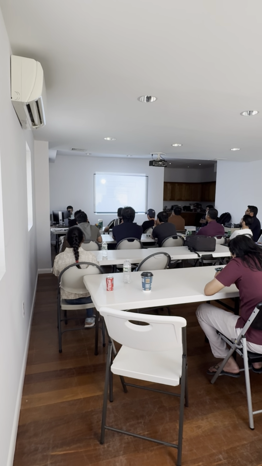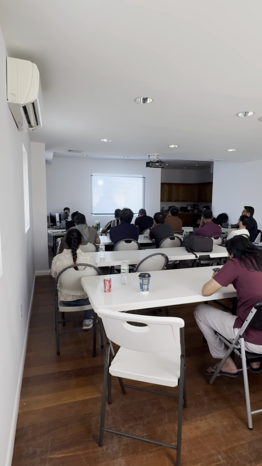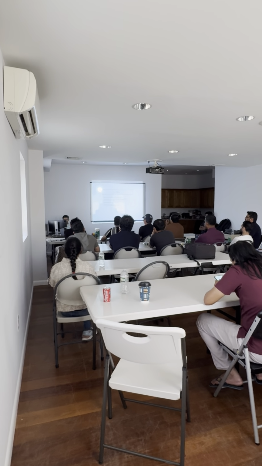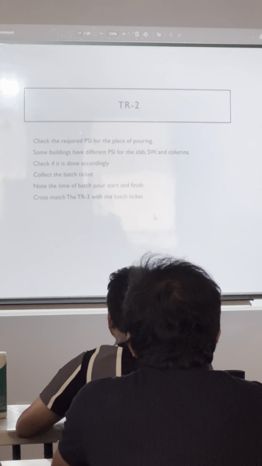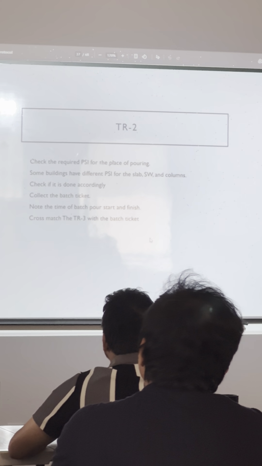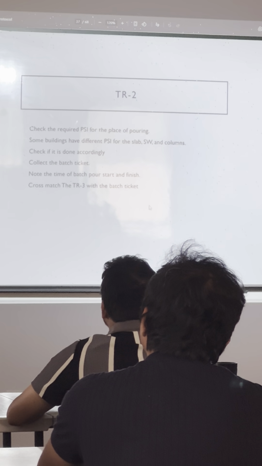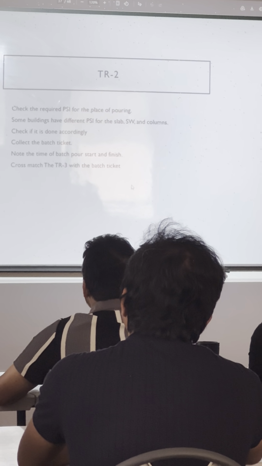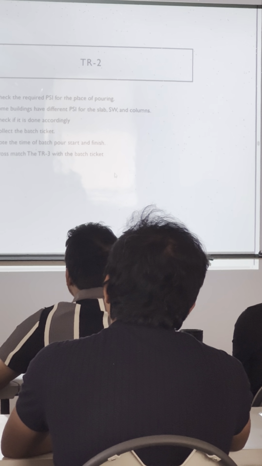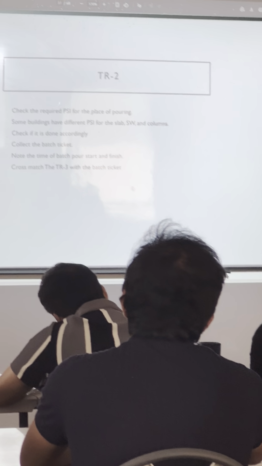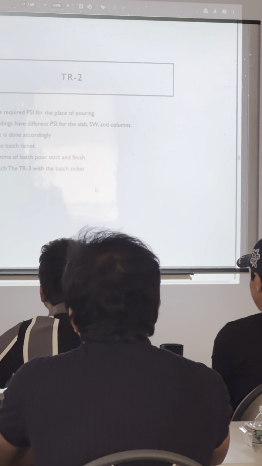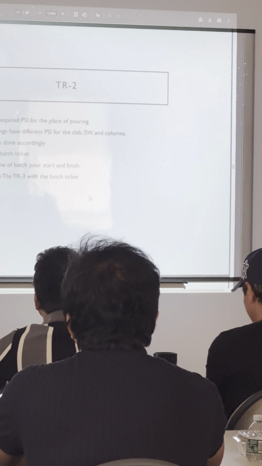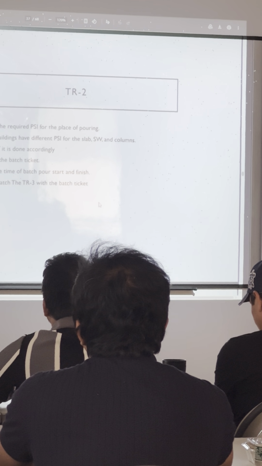So now we are focusing on tier 2 and tier 3. The first thing we are doing, when we see the concrete truck, we are checking for the batch ticket, we are checking the tier 3, we are checking the drawings, the required PSI for whatever location that we are pouring for. We have to check the required PSI.